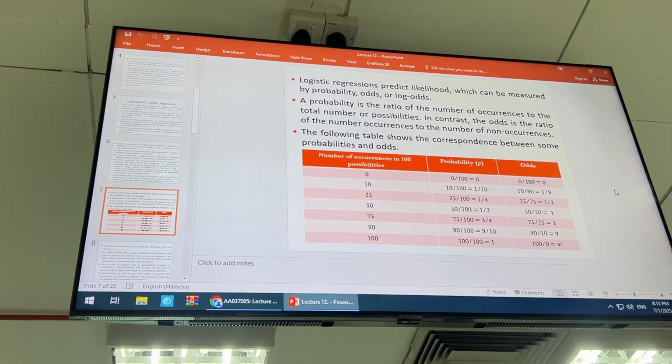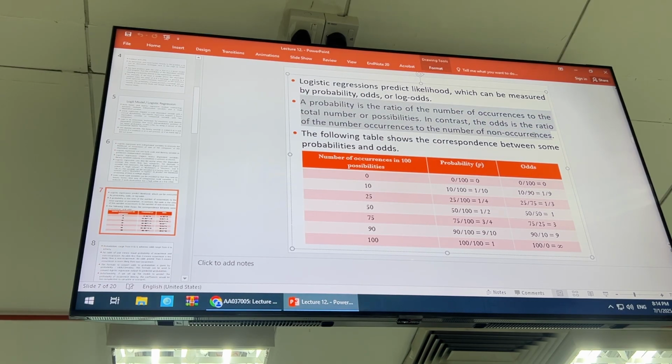Alright, so logistic regression predicts likelihood, which can be measured by probability, odds, or log odds. A probability is the ratio of the number of occurrences to the total number of possibilities. In contrast, the odds is the ratio of the number of occurrences to the number of non-occurrences. So they are quite related, but they are not the same. We have probability and odds. Probability represents the number of occurrences over the total number of possibilities, but odds represent the number of occurrences against non-occurrences.